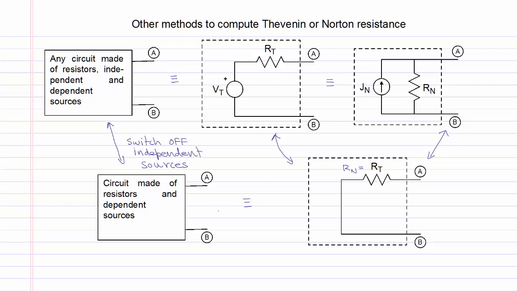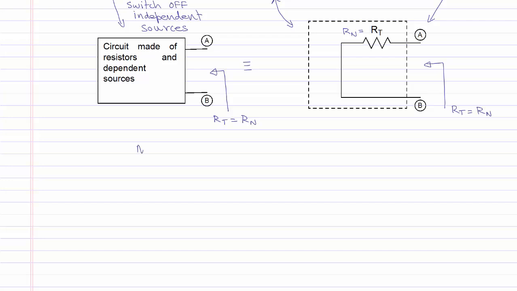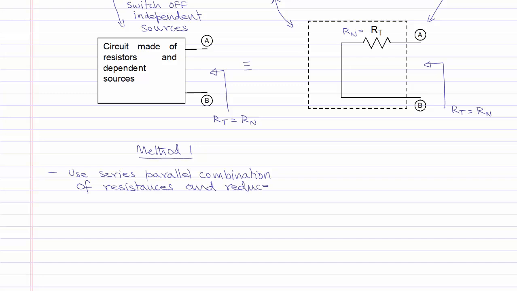To summarize, the alternative method of computing Thevenin or Norton resistance is to switch off the independent sources and to calculate the resistance looking in from the terminals A and B, and this resistance will be equal to Rt, or the Norton resistance for both circuits. We can use any one of two methods to calculate the resistance looking in between two terminals. The first method is to use a series parallel combination of resistances till we reduce the entire circuit down to a single resistor between the terminals A and B, and this resistance will be equal to the Thevenin or Norton resistance.